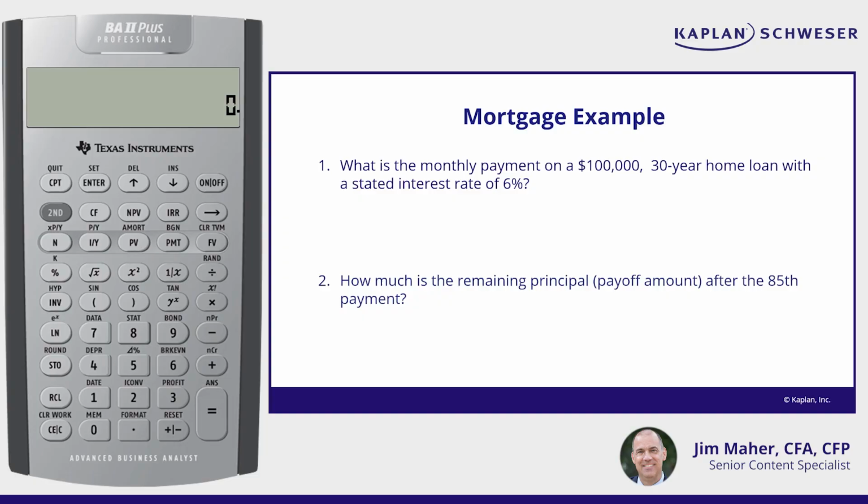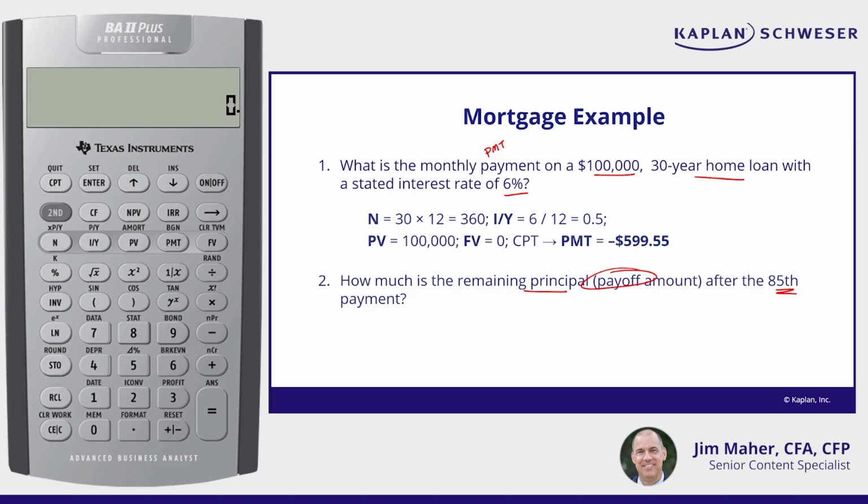So first up, what is the monthly payment on a $100,000 30-year home loan with a stated interest rate of 6%? And then how much is the remaining principal or the payoff amount after the 85th payment? All right, let's take a look at some of the keystrokes that we would have to be inputting into our calculator. First, we have N, so let's get onto the calculator here.